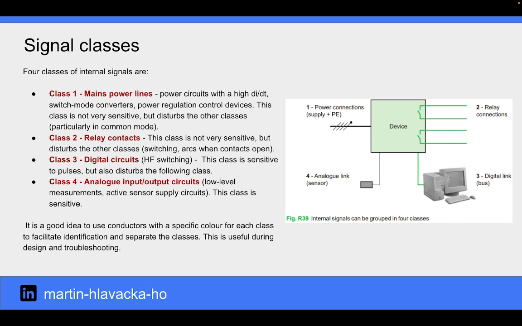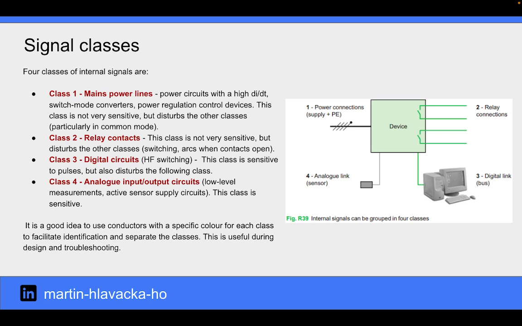Class 2 includes relay contacts. This class is not very sensitive but disturbs the other classes. Class 3 includes digital circuits. This class is sensitive to pulses but also disturbs the following class. Class 4 includes analog input-output circuits.